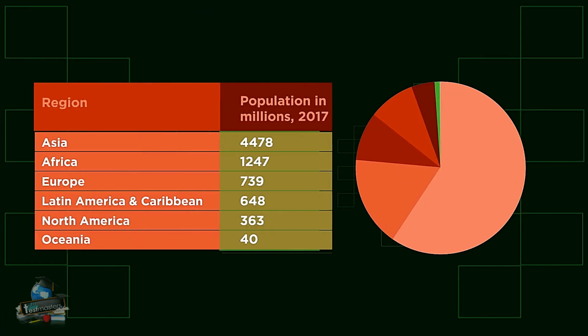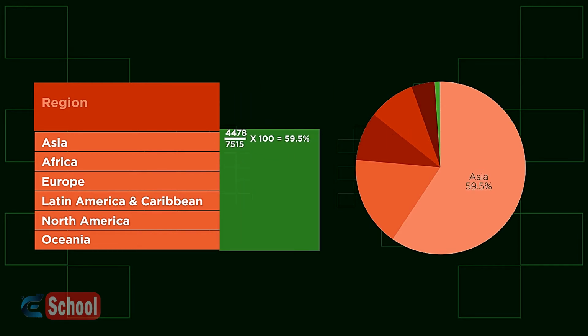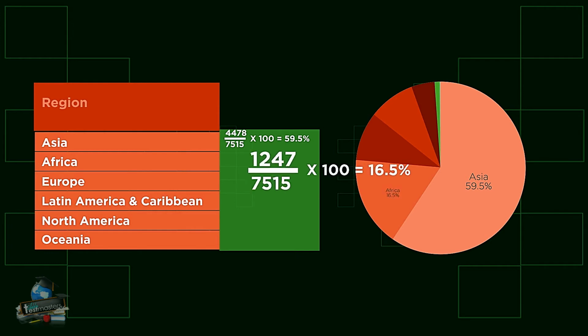Pie charts often also have the percentage written on them. What percent of the world population does each region contribute? So we go back and turn the populations out of the total world population into a percentage. Nearly 60% of all people live in Asia. Can you work out what percentage of people live in each of the other regions? Pause the video, find the percentage, and click play when you're ready. Did you get them right?